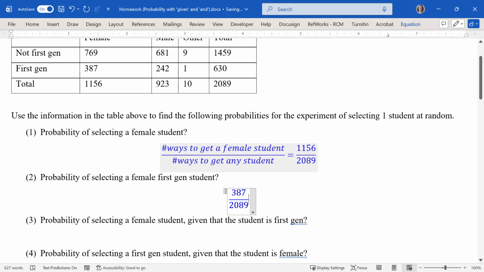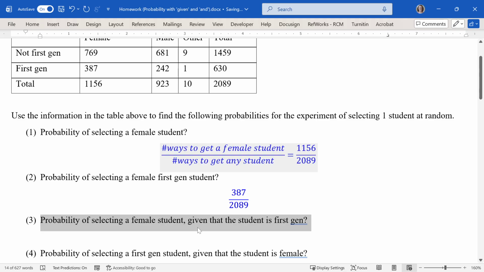Okay, now it gets a little bit different because in these questions we have given that something. So when you see the words given that something, now you're not selecting from the whole pool of students, but you're selecting from a smaller pool. So this is probability of selecting a female student given that the student is first gen. So if we say given that the student is first gen, it means we're certain that we're going to get a first gen student. We're only interested in picking from the first gen students.